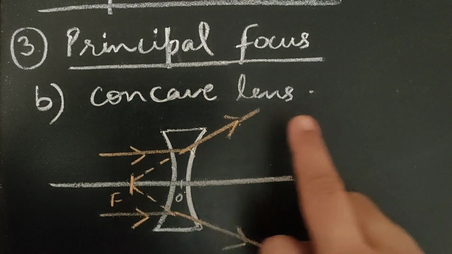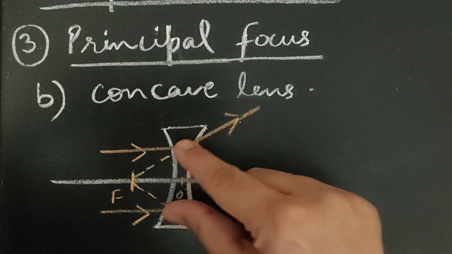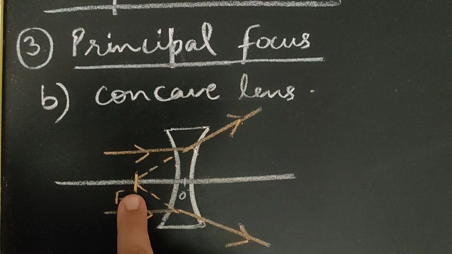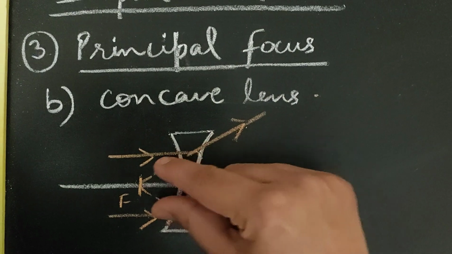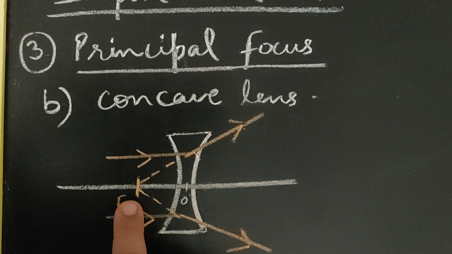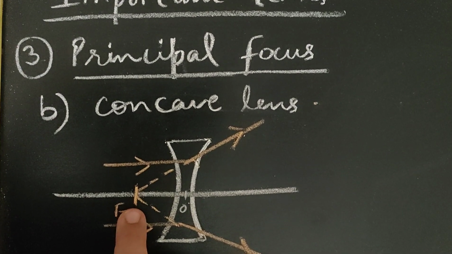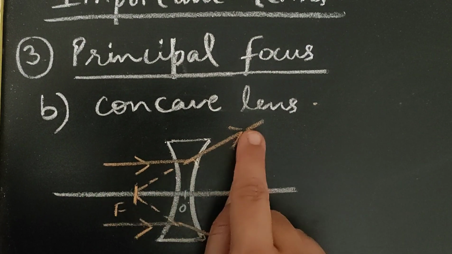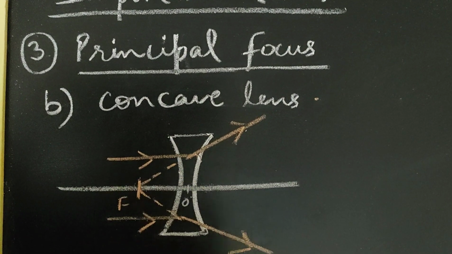What does that mean? To an observer on this side, these light rays will appear to come from a point behind the lens somewhere here. It would appear to the observer that these light rays are coming from this point. So, the principal focus for a concave lens is that point on the principal axis from where parallel light rays after refraction appear to diverge.